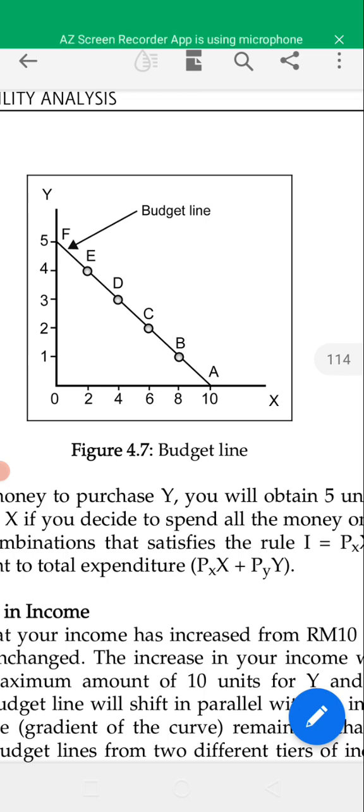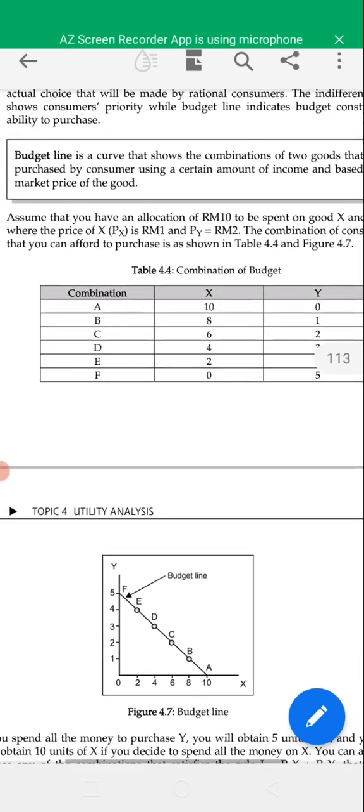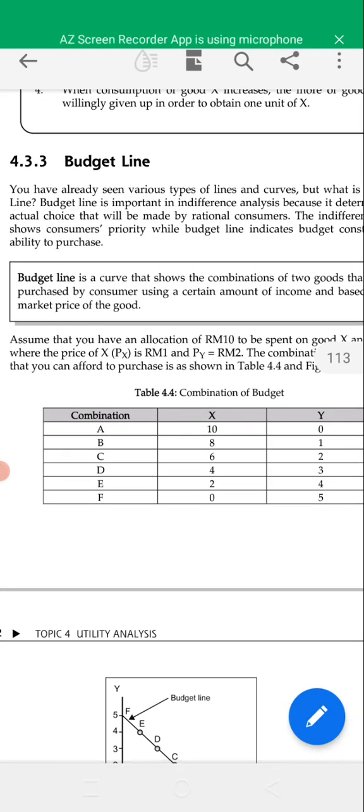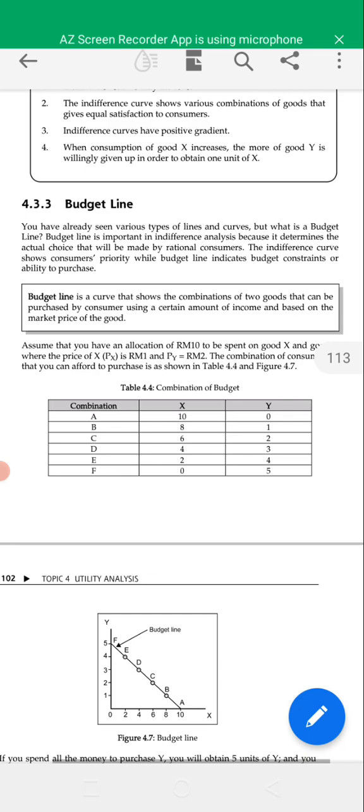So if an indifference curve is above the budget line, a consumer cannot attain it. If the indifference curve is within the budget line or on the budget line, then the consumer can attain it. Okay, so the budget line there is simply representing income. Okay, now let's look at the formal definition of what the budget line is. So the budget line is simply a curve that shows the combinations of two goods that can be purchased by a consumer using a certain amount of income based on the market price of the goods.